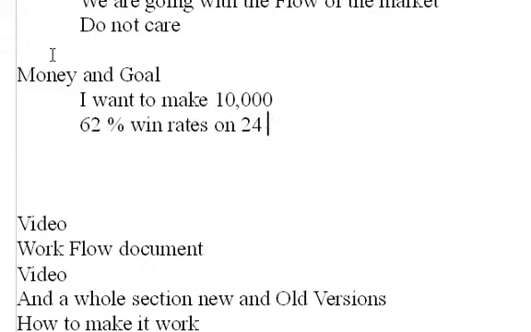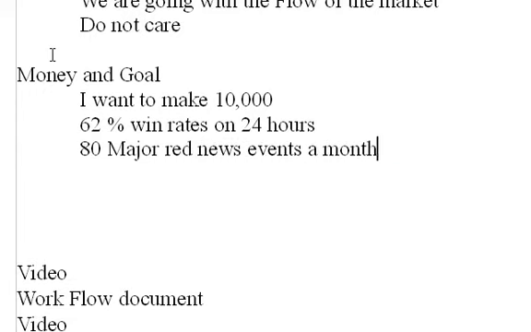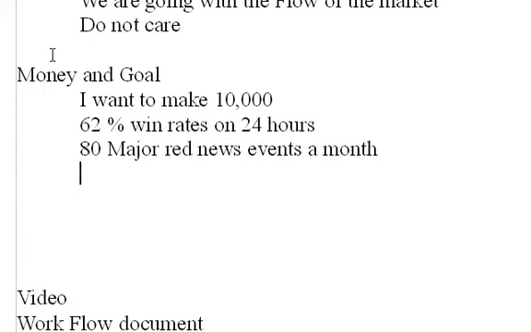So what I'm going to do is, there's a way you can equate this. You can figure out there is about 80 major red news events a month. So our goal is really to configure to these news events. Well, even if you take 10,000 and let's say you hit all of them, you take 10,000 and you divide it by, well, first we got to do this.